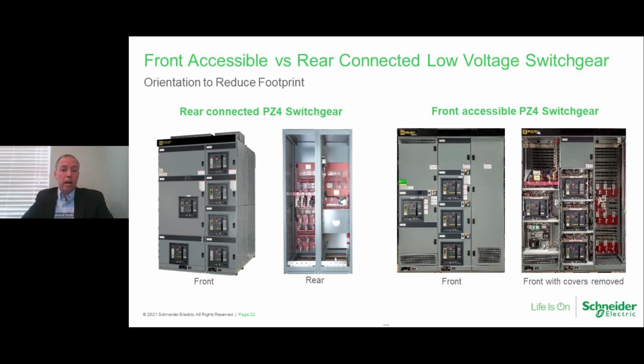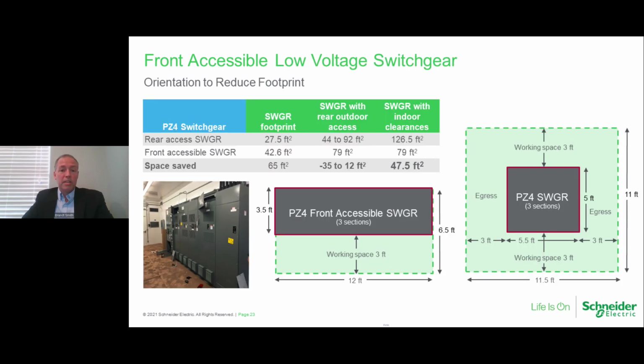evaluate it. When you look at it, front accessible switchgear typically in and of itself has a larger footprint, but the big space savings advantage comes from working space. It comes from your rear accessibility. And by removing that, as you can see off to the far right column, it can have a significant impact on the equipment footprint.